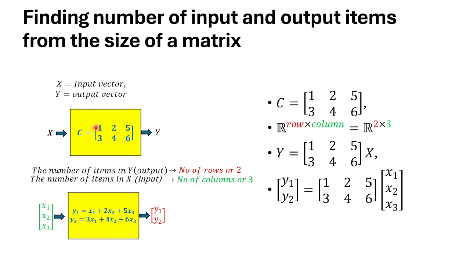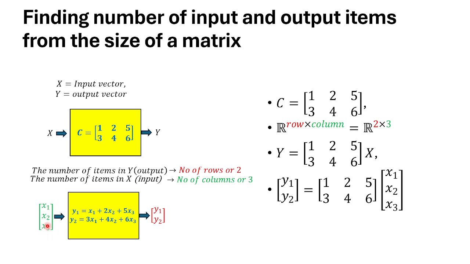So the number of algebraic equations will be the number of items in y, and that is also equal to the number of rows of this matrix. On the other hand, the number of columns is going to be the number of items in the input vector x1, x2, x3. It also says that, even though we can see that our output is y1 and y2, so we have just two equations, we have three unknown inputs.